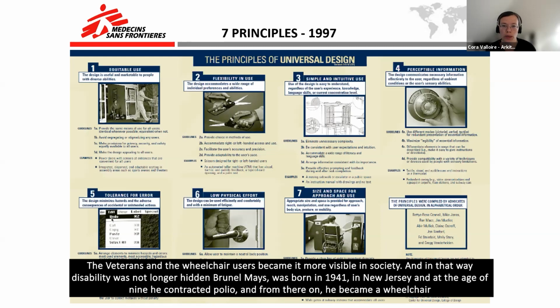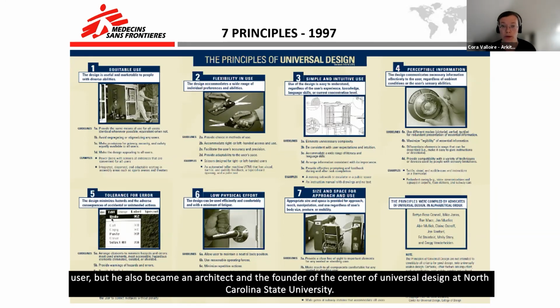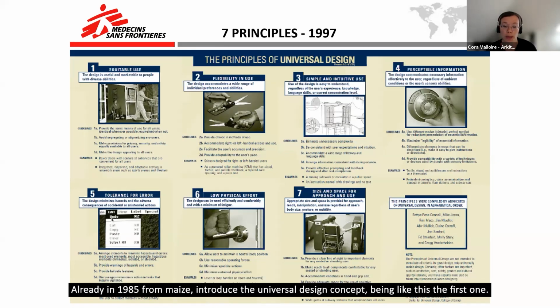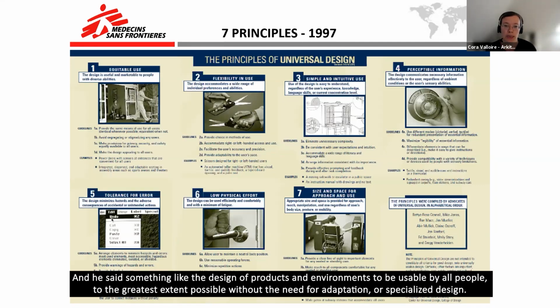Ronald Mace was born in 1941 in New Jersey, and at the age of 9, he contracted polio, and from there on, he became a wheelchair user. But he also became an architect and the founder of the Center for Universal Design at North Carolina State University. Already in 1985, Ron Mace introduced the universal design concept, being the first one. He said something like, the design of products and environments to be usable by all people to the greatest extent possible without the need for adaptation or specialized design.